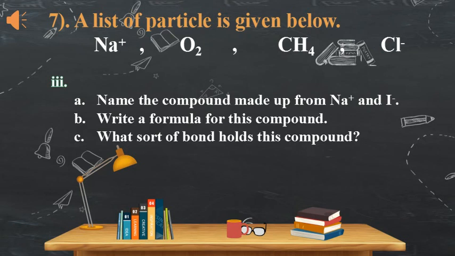Exercise question number 7, part 3. Write the answer to the following. 1. Name the compound made up from N positive and I negative. 2. Write a formula for this compound. 3. What sort of bond holds this compound?